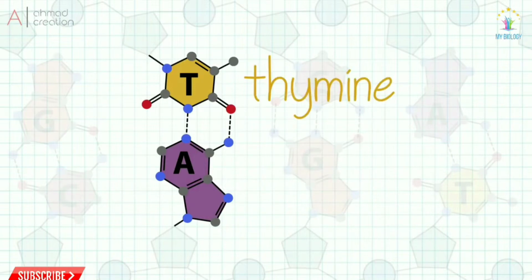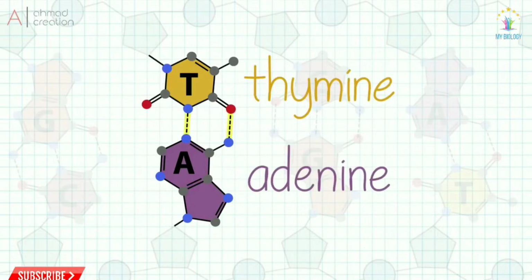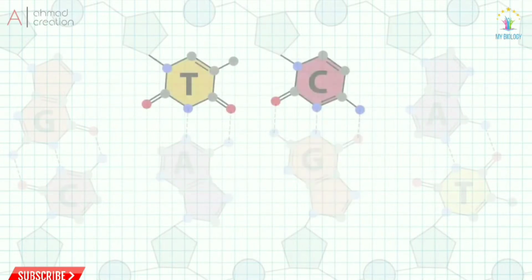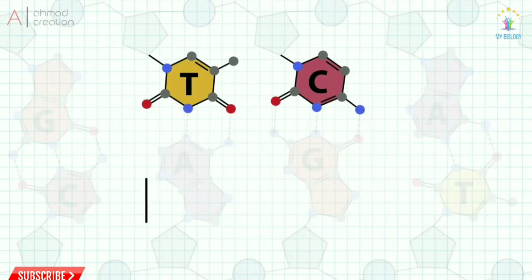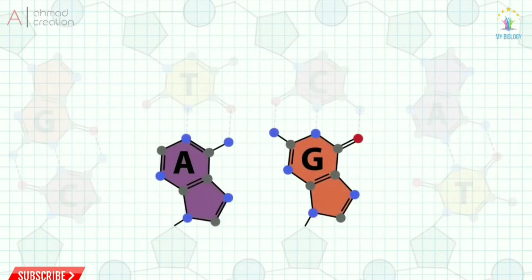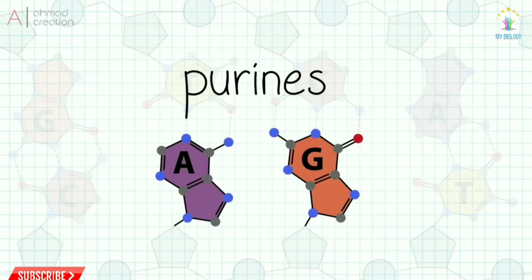Thymine preferentially pairs with adenine through 2 hydrogen bonds, and cytosine preferentially pairs with guanine through 3 hydrogen bonds. Thymine and cytosine are called pyrimidines, characterized by their single ring structure, and adenine and guanine are called purines, which have double rings.